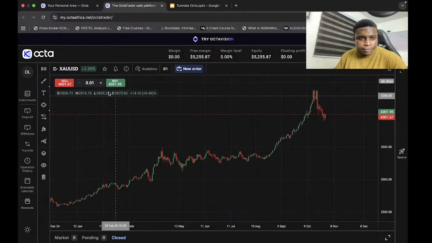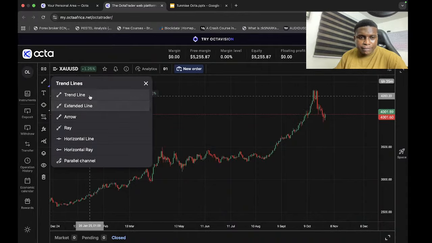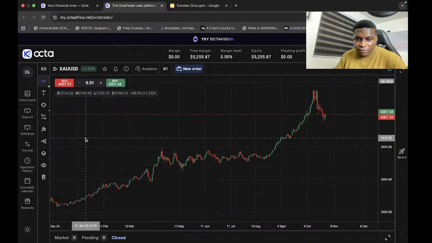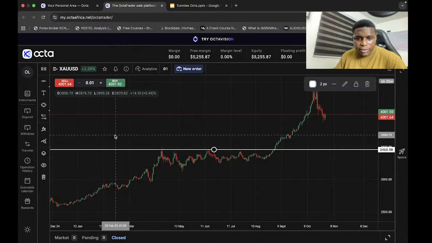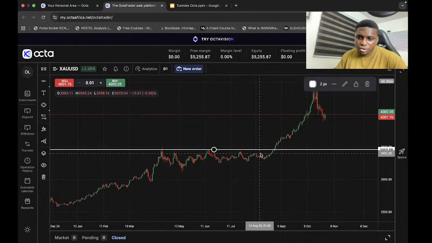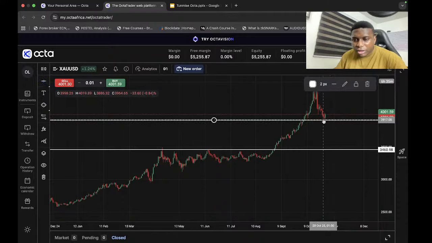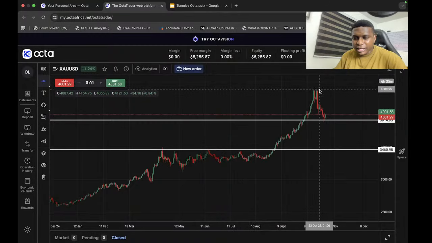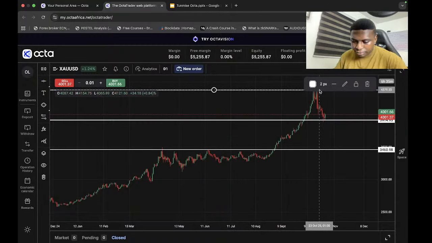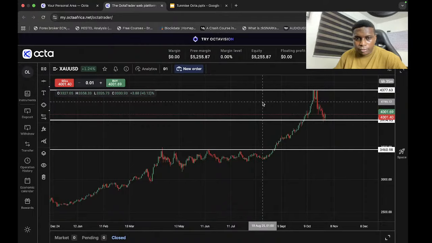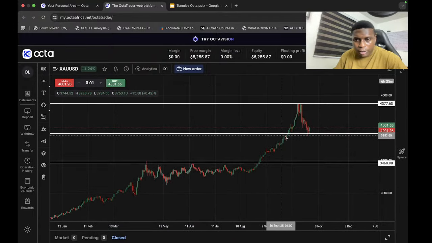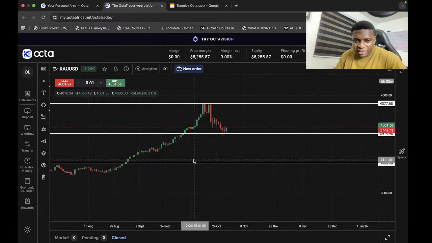So here's what I'm going to do. Let's mark out key significant levels. So here we have this significant resistance zone turned support, and here we now have a support zone, here we have a key resistance zone. Okay, good. So now let's go in.